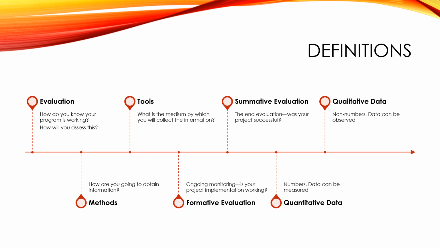Quantitative data is data that is collected using numbers and can be numerically analyzed. Quantitative data can be measured. Qualitative data is data that is not collected using numbers, but describes opinions, feelings, and other non-numerical data. Qualitative data can be observed.